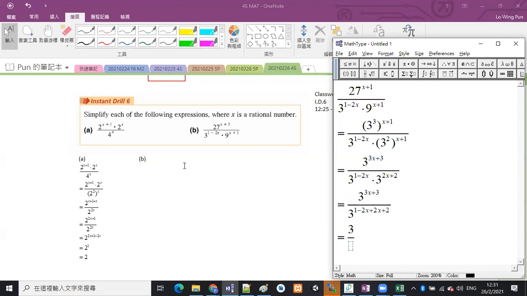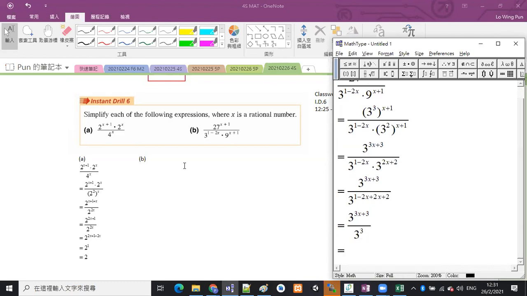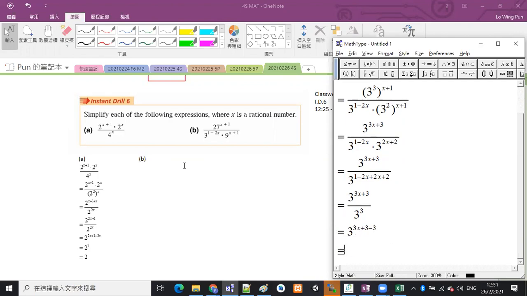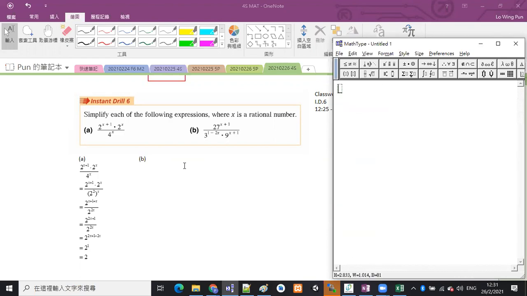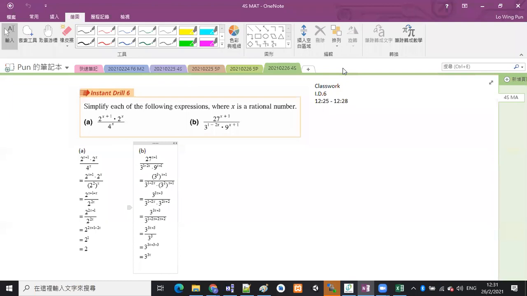So that is 3 to the power 3. Then we do the subtraction on the indexes: 3x plus 3 minus 3. Finally, it should be 3 to the power 3x. That is the final answer. Is that okay?